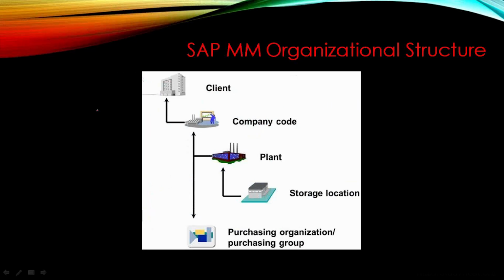Then if you look at the SAP MM org structure, at the bottom of the screen you can see the purchasing organization and purchasing group. This is specific to SAP MM. However, SAP MM also uses client, company code, plant, and storage location. These org units are commonly used between SD, MM and PP.